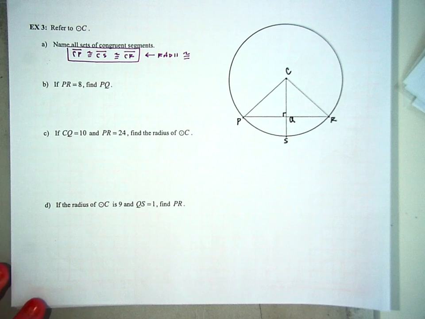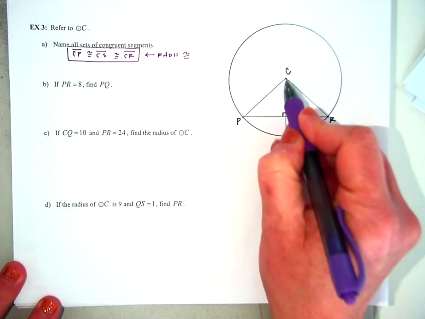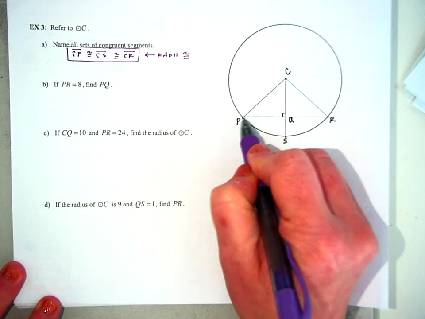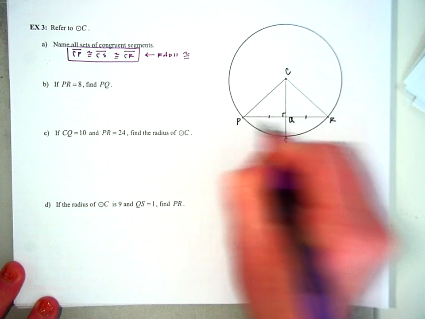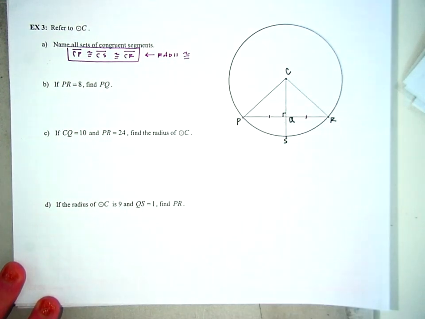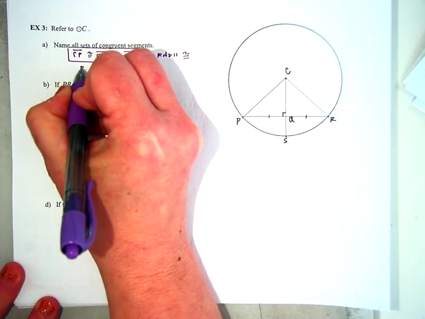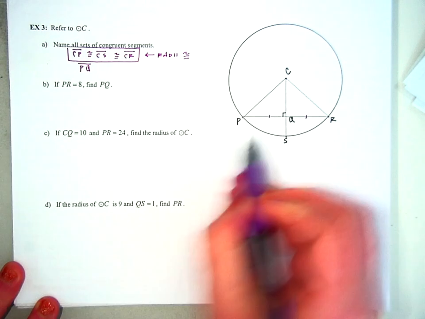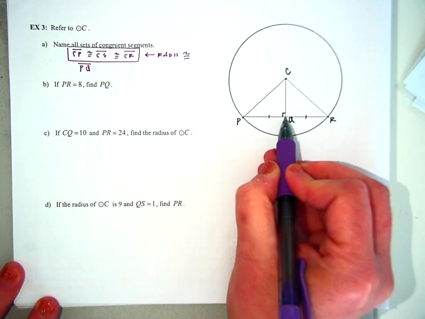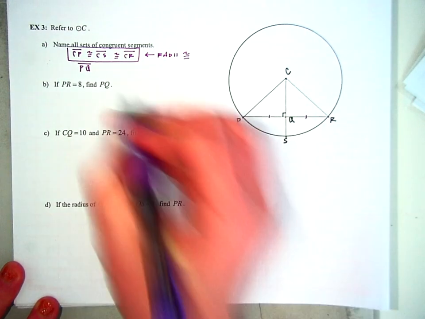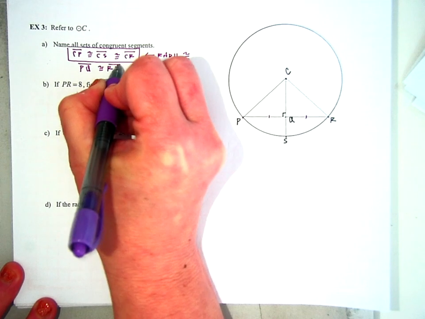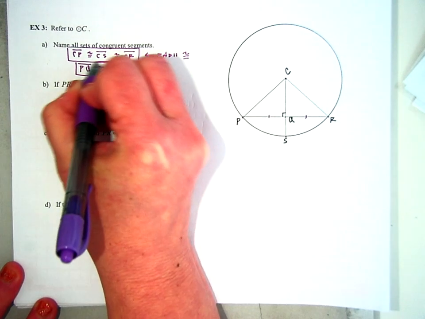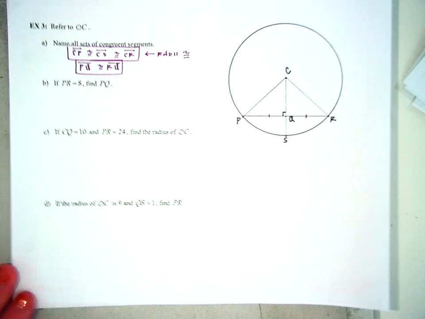All right, then I also know that since I have a radius here and I have a chord and they're perpendicular, the chord is being split into two congruent parts. So I know that PQ, that segment right here, will be congruent to RQ over here. That's the chord that's being bisected.